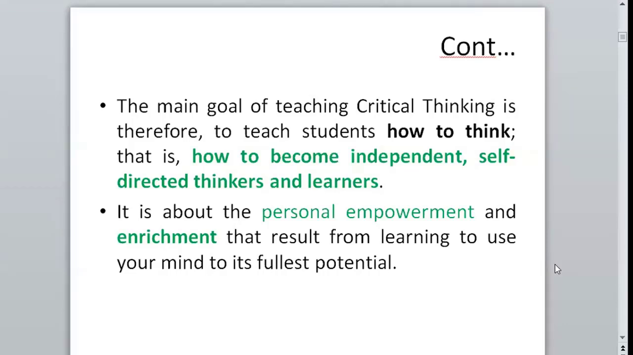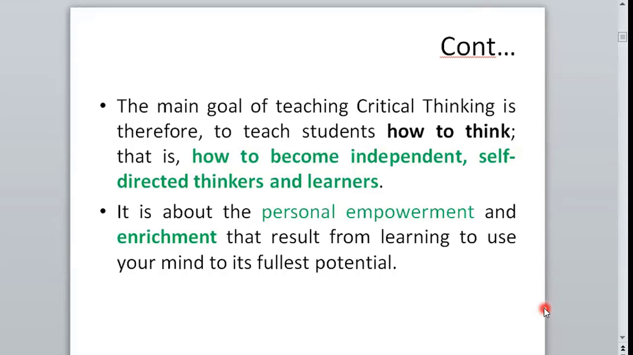So critical thinking is about personal empowerment and enrichment. You can develop your personal critical thinking habits and experience through learning. You know that there are three learning domains in every education: the affective, the cognitive, and the psychomotor domain. In this chapter, you will grasp your cognitive skill more. Your mental skill, not physical skill, not the psychomotor.